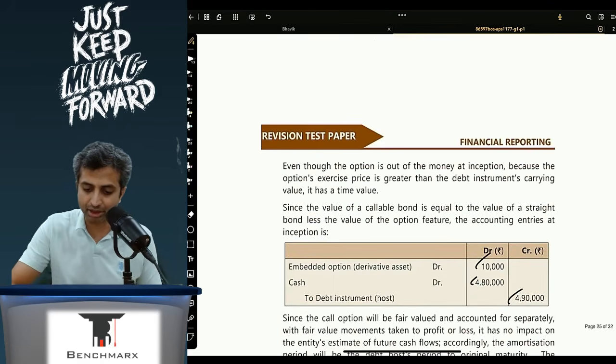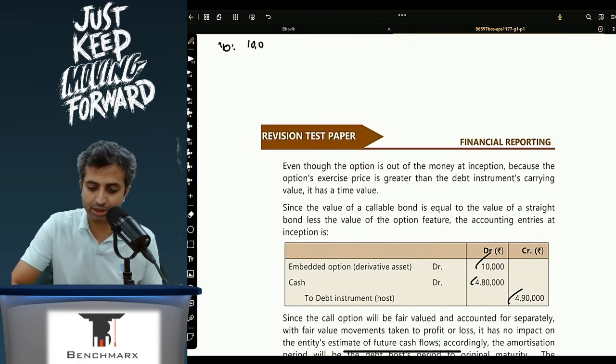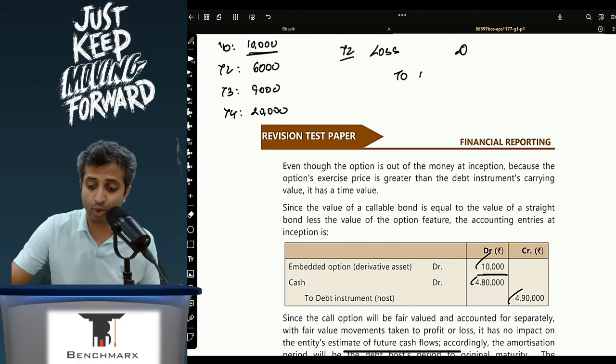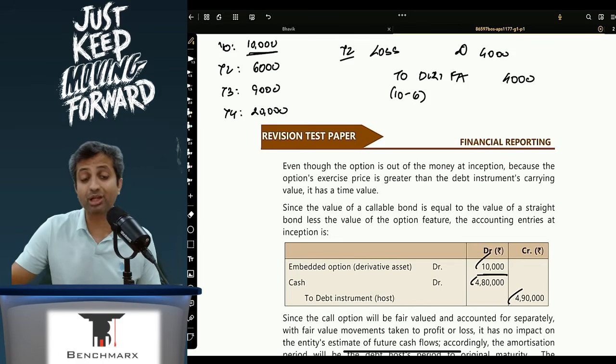Now the derivative at year 0 was, I think, 10,000. At year 2, I don't know year 1 balance, this has become 6,000. At year 3, this has become 9,000, and at year 4, this has become 20,000. This is given in the question. You can review that. Now, if I have to pass the journal entry, I've already recorded the 10,000 derivative financial asset. Now, when I go to year 2, my entry will be, let us say, fair value loss or loss on derivatives, fair value loss to a derivative financial asset or embedded derivative asset. This is 10 minus 6. This is equal to 4,000. So the derivative financial asset will come down to 6,000.